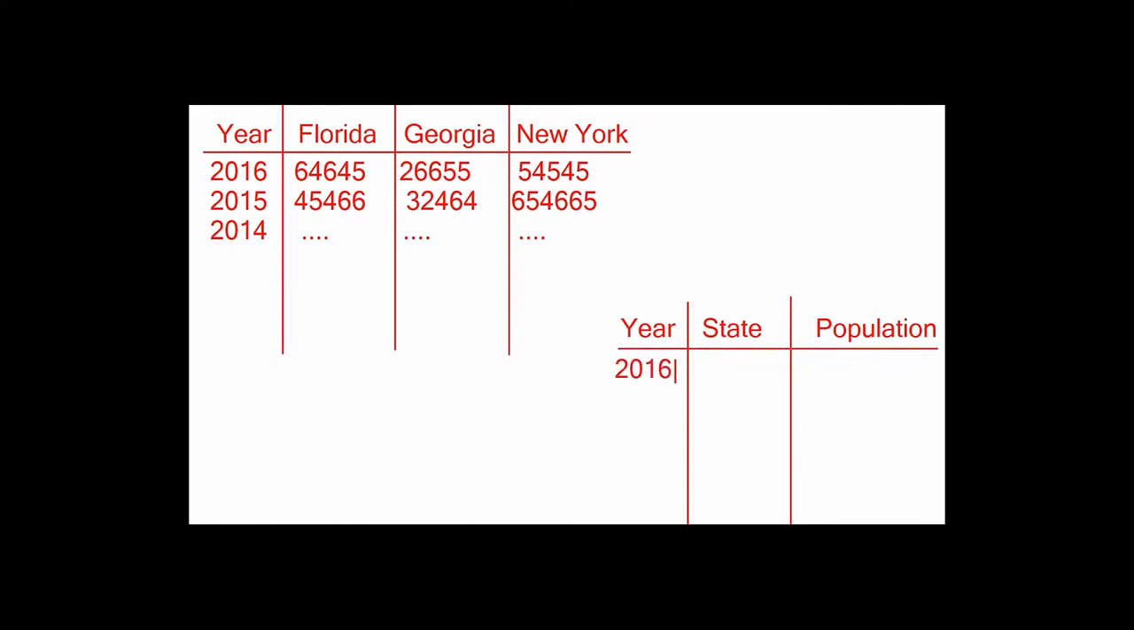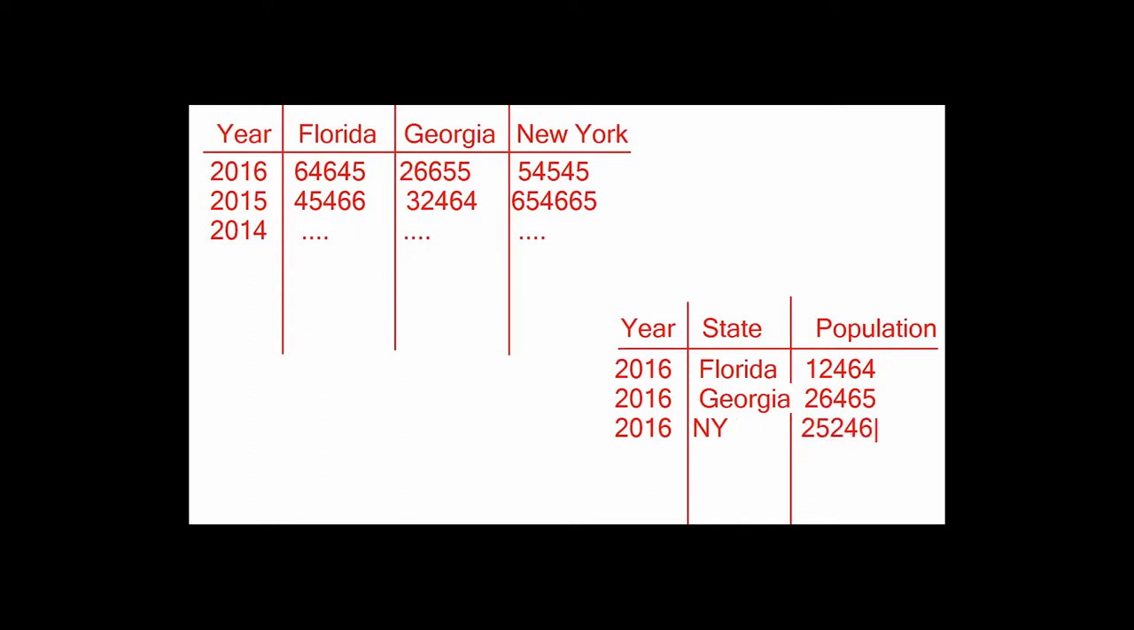So again, to give you an example, I'd have 2016, I'd have Florida, I'd have whatever the population value was for Florida, I'd also have 2016 for Georgia. So you can kind of see the idea of what it's doing here is it's transposing the values that I have, and I'd have whatever the values were for Georgia. And you get the idea. I'm not going to keep going with this, but the next row that I would have would be 2015 and whatever the values were for 2015.